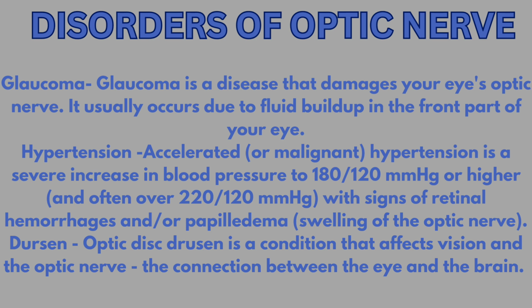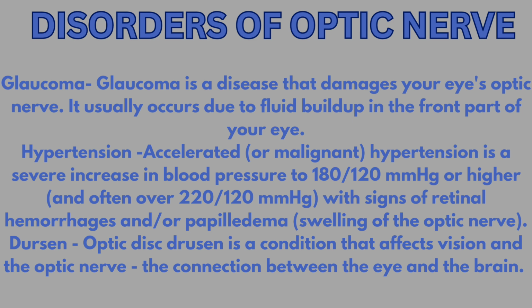Glaucoma. Glaucoma is a disease that damages your eye's optic nerve. It usually occurs due to fluid buildup in the front part of your eye. Hypertension. Accelerated, or malignant, hypertension is a severe increase in blood pressure to 180/120 mmHg or higher, and often over 220/120 mmHg, with signs of retinal hemorrhages and/or papilledema, swelling of the optic nerve.